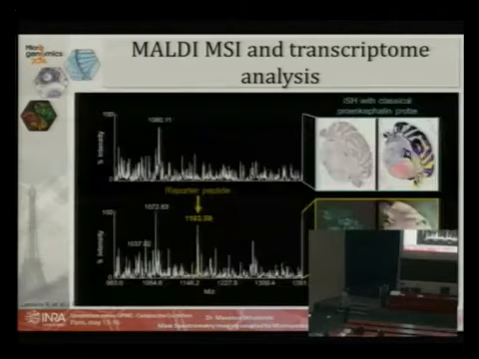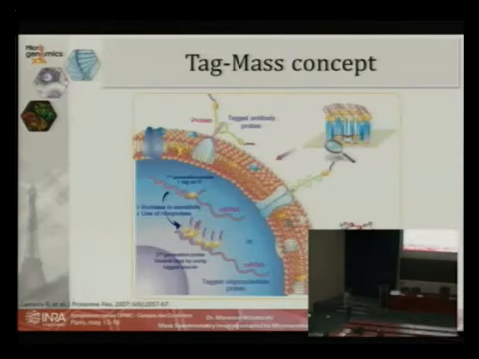You have an example here of the in situ hybridization of the proenkephalin mRNA, here the classical way, and here by using the tag mass technique. It's not restricted to mRNA or DNA analysis. You can also use modified antibodies or modified lectins to analyze all the molecules you want.